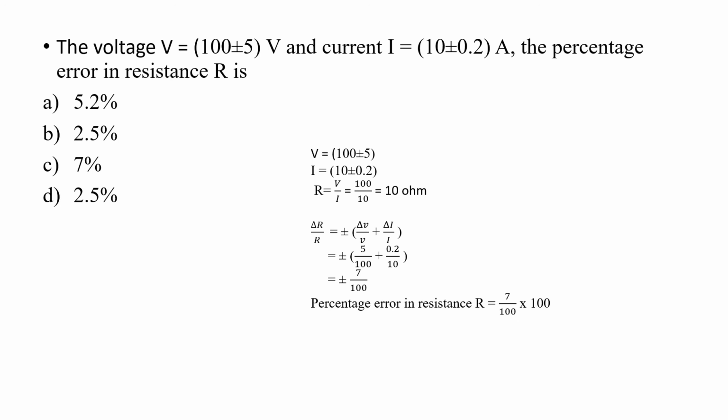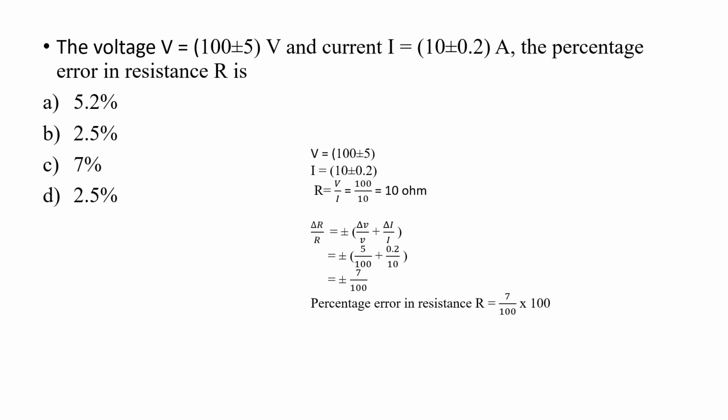So what do you mean by resistance? Resistance is the ratio of voltage by current, that is equal to V by I. Substituting the value for V as 100 and I as 10, you get the resistance value as 10 ohm. Next, you have to find out the percentage error in resistance R. So delta R by R will be equal to plus or minus delta V by V plus delta I by I. Substituting the values for delta V as 5, delta I as 0.2, V as 100 and I as 10.